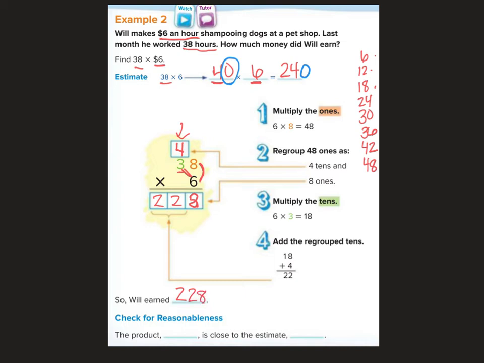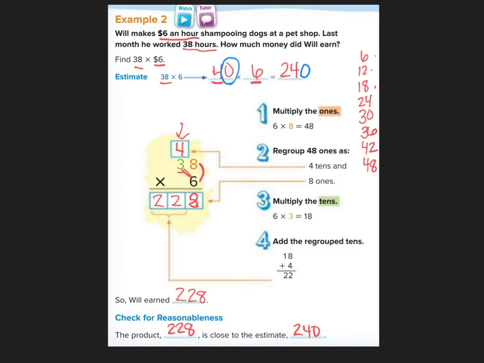$28 shampooing dogs last month. The product, 228, is close to the estimate, 240. Now, we're kind of used to when we're comparing an actual answer with an estimate that they're very close. We're used to that. Now, with multiplication, it's going to be a little different. So we just kind of need to say, are they reasonably close or are they super far apart, right?